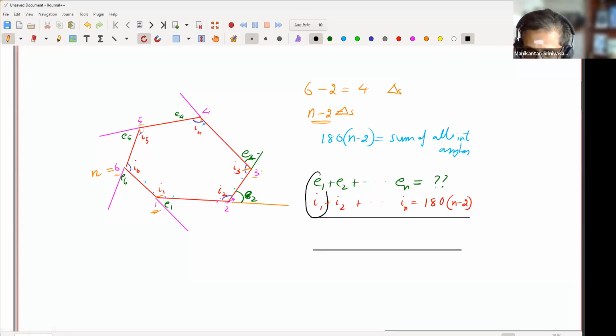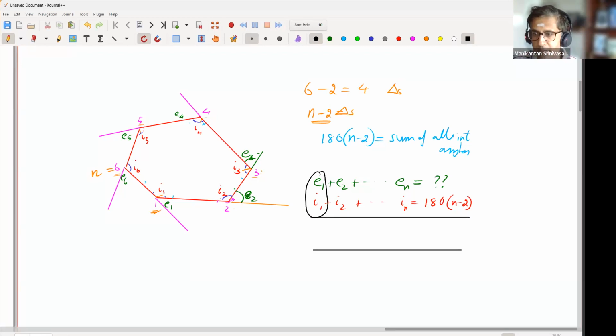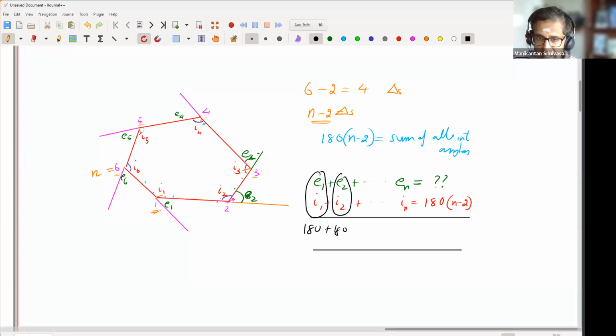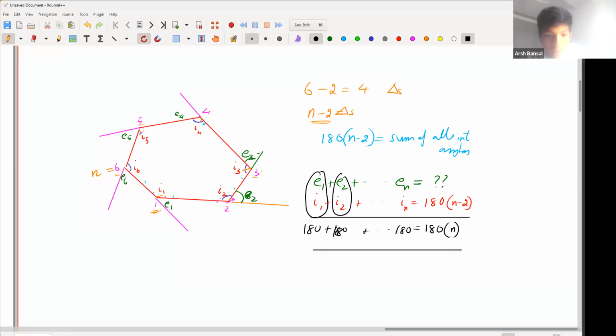What is E1 plus I1? What is E1 plus I1? Vanya, what is E1 plus I1? So 180. Right? Every pair, E2 plus I2, is also 180 because every pair is at that junction. So you have n times 180. So the sum of the interior and exterior angle everywhere is 180 times n. Are you guys all with me so far? Yes, sir.